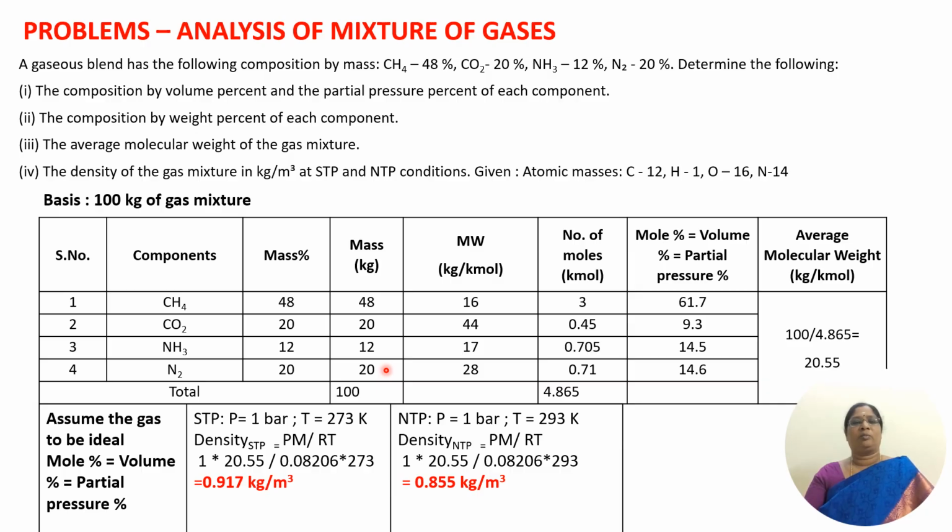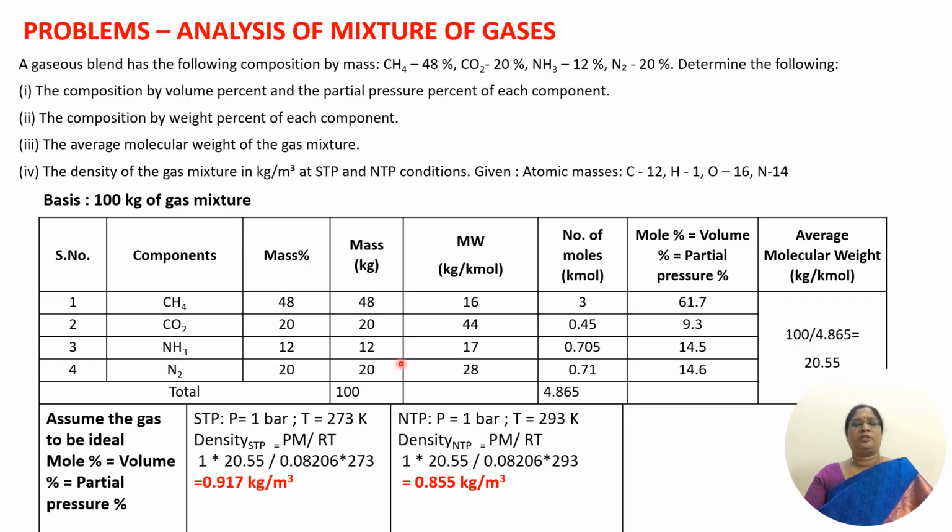And let us write down the molecular weights of the constituents. For CH4 it is 16, CO2 44, NH3 17 and N2 28. Then the number of moles can be calculated by using the formula mass divided by molecular weight. That is 48 divided by 16, which gives 3. For the second one, 20 divided by 44 is 0.45.